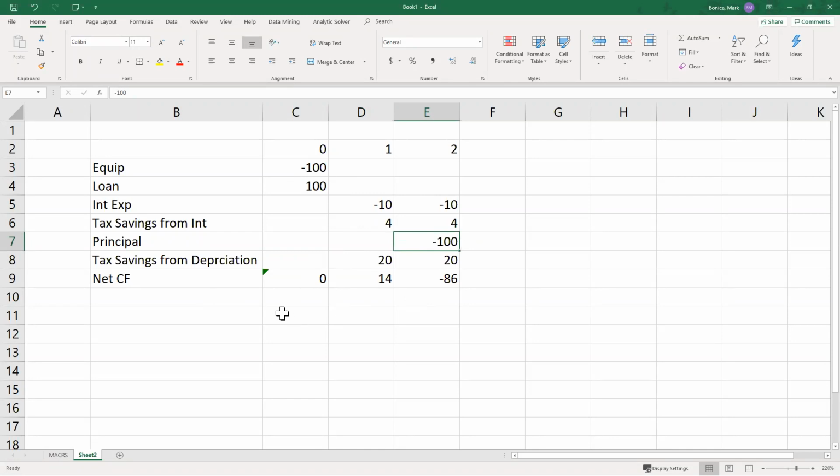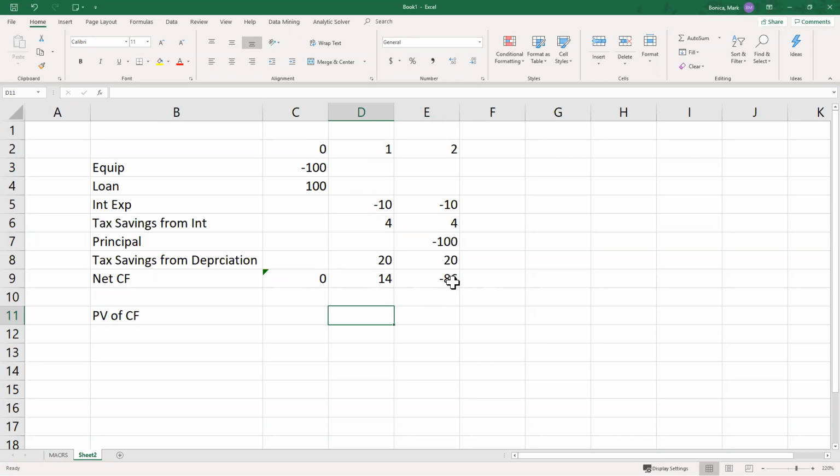So all these cash flows add back up to each of these, right? So we have a cash flow of 0 at time 0, a cash flow of positive 14 at time 1, and a cash flow of negative 86 at time 2. Then we can calculate the present value of the cash flows. The cash flow from this one is itself. The cash flows from these we have to carry back.